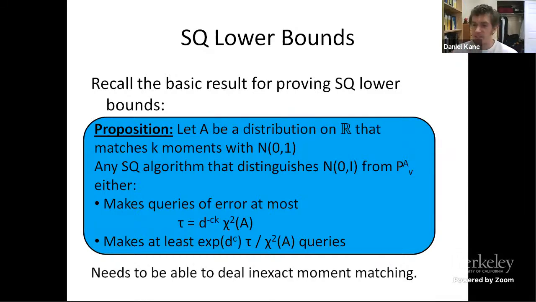Now, for our purposes, we're going to need to be able to deal with distributions that don't exactly match moments with the standard Gaussian, but using basically the same techniques, you can show that if we only match moments up to some error nu, we get the same lower bounds, except tau increases by something like nu squared.